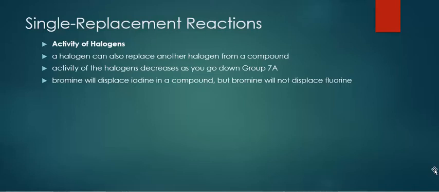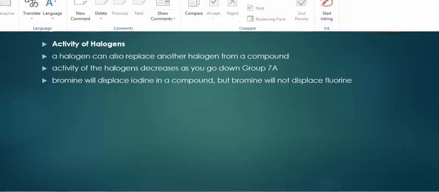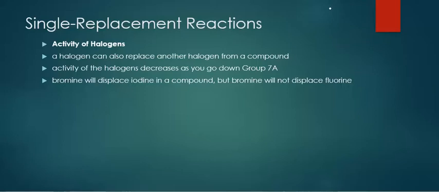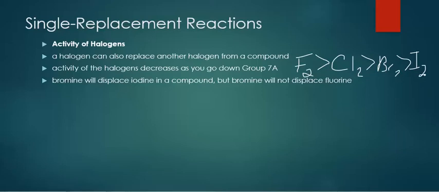There's also a halogen activity series. Halogens are group 7A, fluorine, chlorine, bromine, iodine. The activity decreases as you go down 7A, so fluorine is the most active halogen, and then chlorine, then bromine, and so forth. Give you a couple examples of some halogen single replacement reactions.